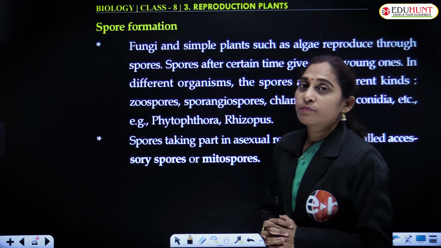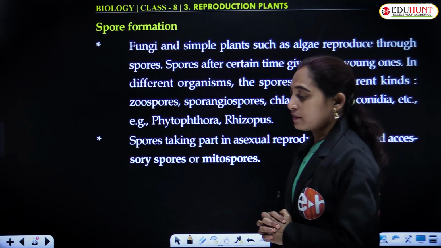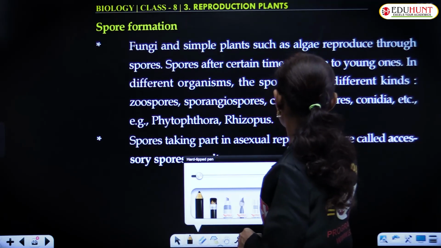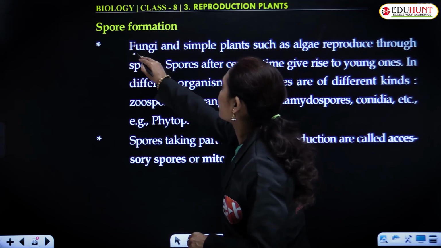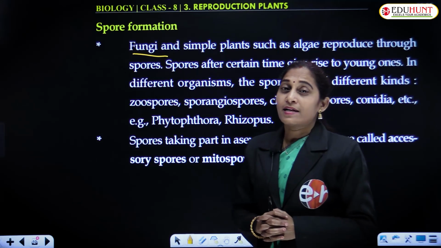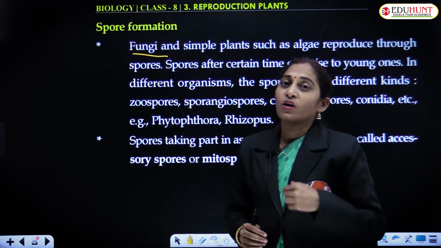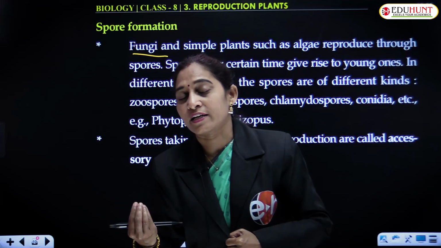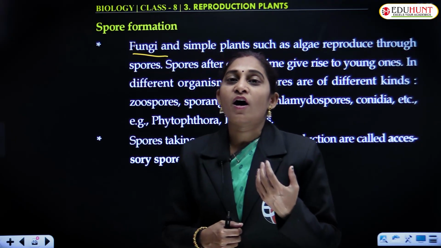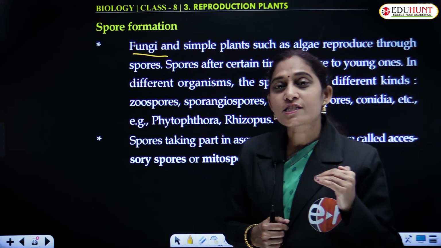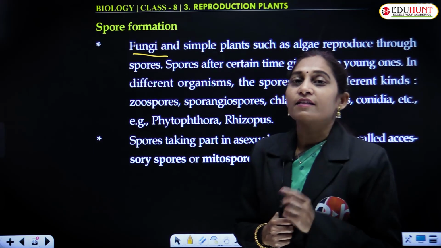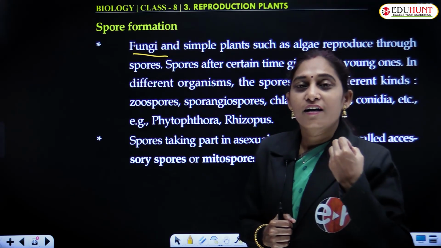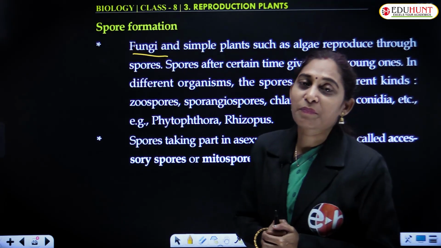Let us come to the point, that is spore formation. Spores are produced in fungi, a group of plants. Plants are categorized into non-flowering plants and flower-bearing or flowering plants. In non-flowering plants, the first category is Thallophyta. Under Thallophyta, algae and fungi were placed.